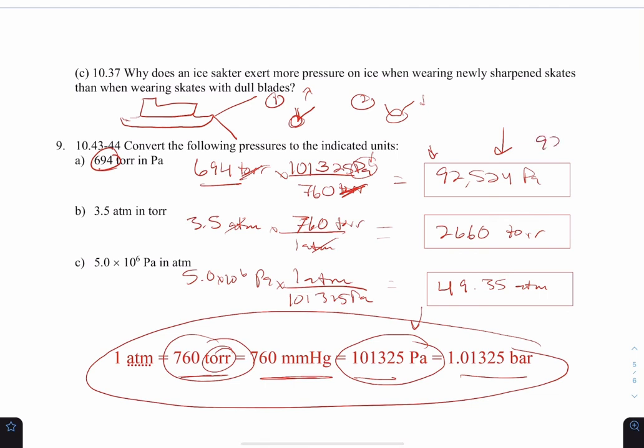So it says 92,524. What we should be saying is something to the effect of 9.25 times 10 to the what? 1, 2, 3, 4, 5. 9.25 times 10 to the 5 if you're looking for sig figs. Here we've got 2,660. In this case, I would probably just put 2,700 torr if you're doing sig figs. And then lastly, probably just 49 atmospheres.